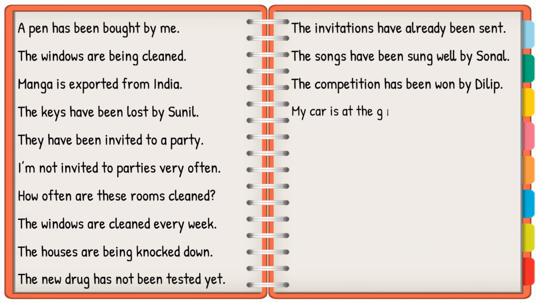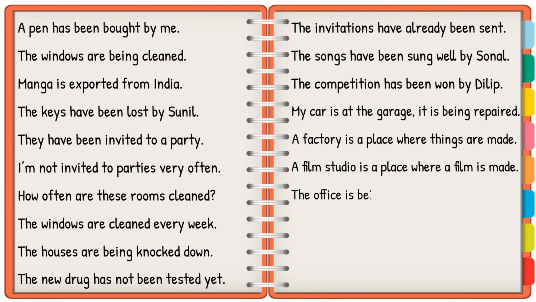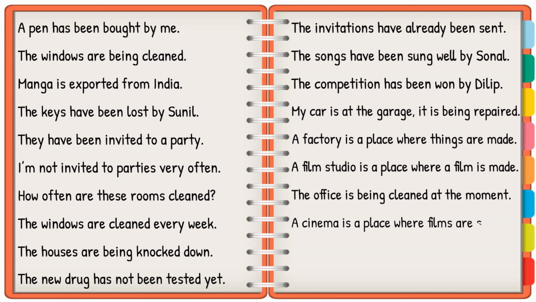My car is at the garage, it is being repaired. A factory is a place where things are made. A film studio is a place where a film is made. The office is being cleaned at the moment. A cinema is a place where films are shown. Water covers most of the Earth's surface.